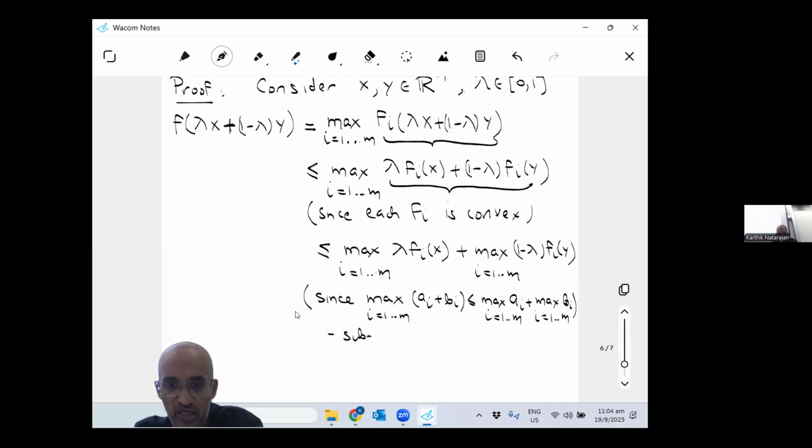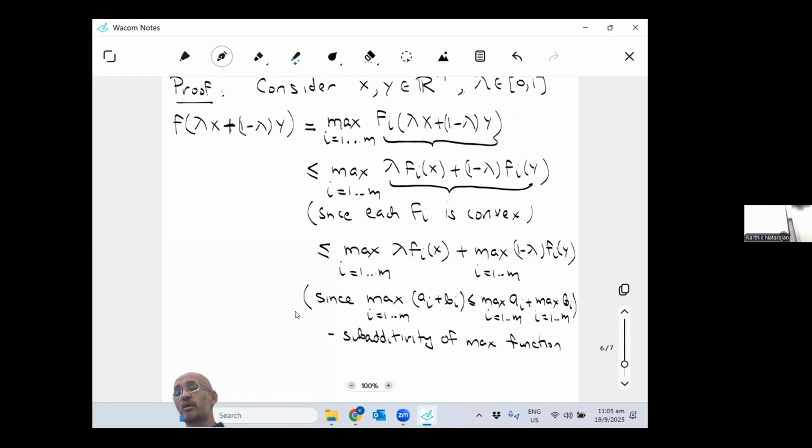This is basically the subadditivity of the max function. Basically, picking the individual best of each of them and picking the maximum of each individual one has to be at least as good as picking the max of the sum, basically, because I've got more choices in the latter case as compared to the former case.